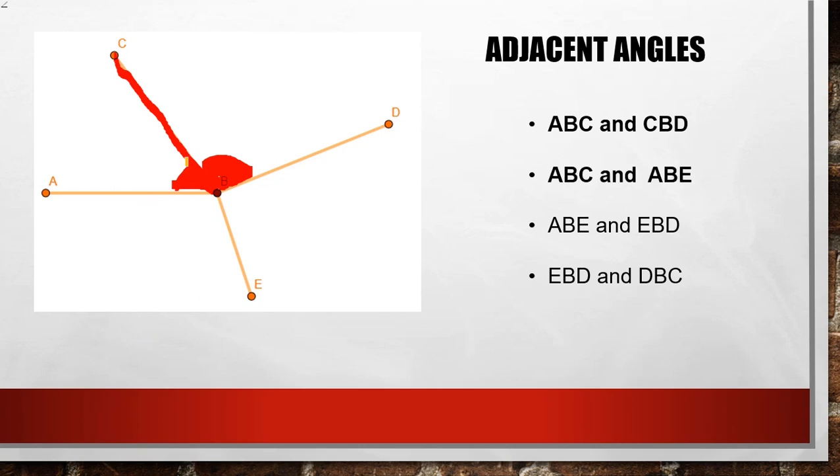And ABC again and ABE. These two angles are also adjacent angles because they have a common vertex B and they have a common ray AB. And ABE here and EBD, these are also adjacent. Lastly, EBD here and DBC here. These two are also adjacent angles.